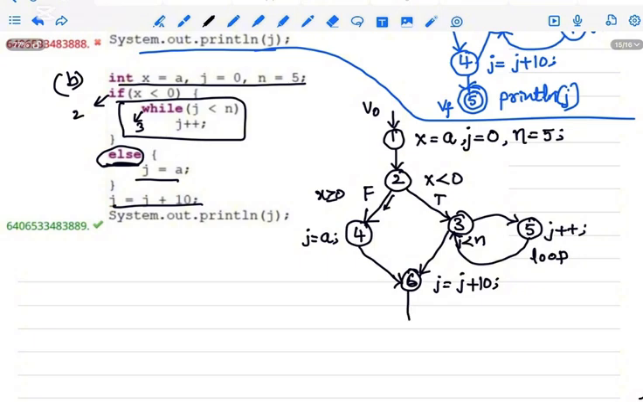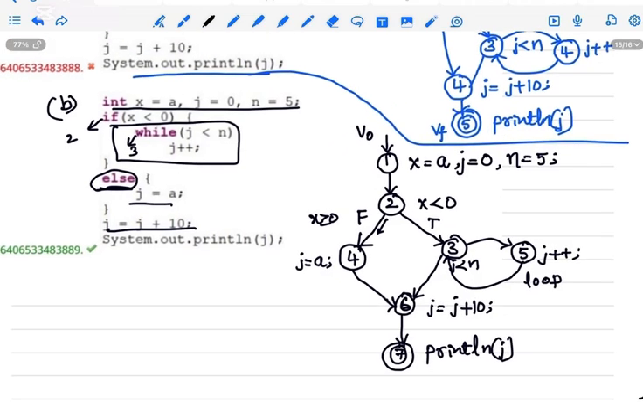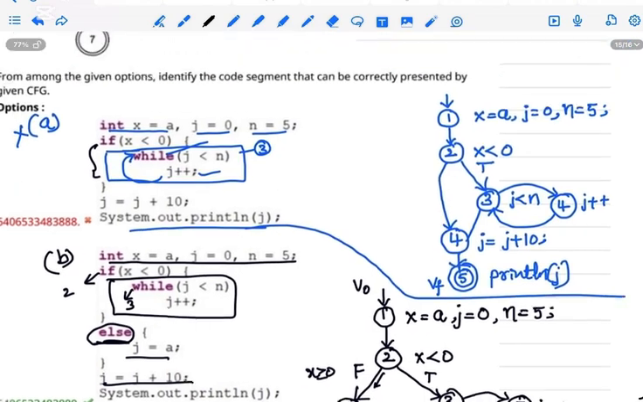After this, there is a terminal node. The program will exit at the terminal node, and the print statement is also executed, println of j. This control flow graph is similar to this one, right? Same.